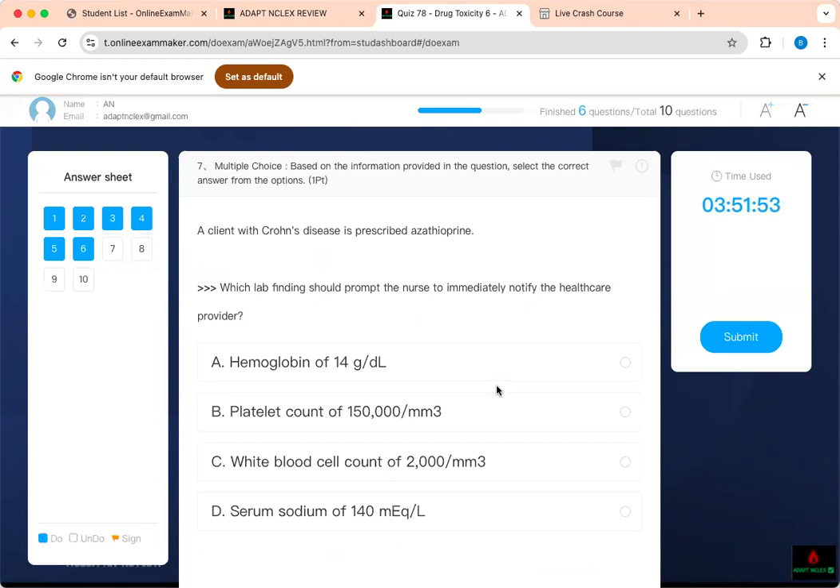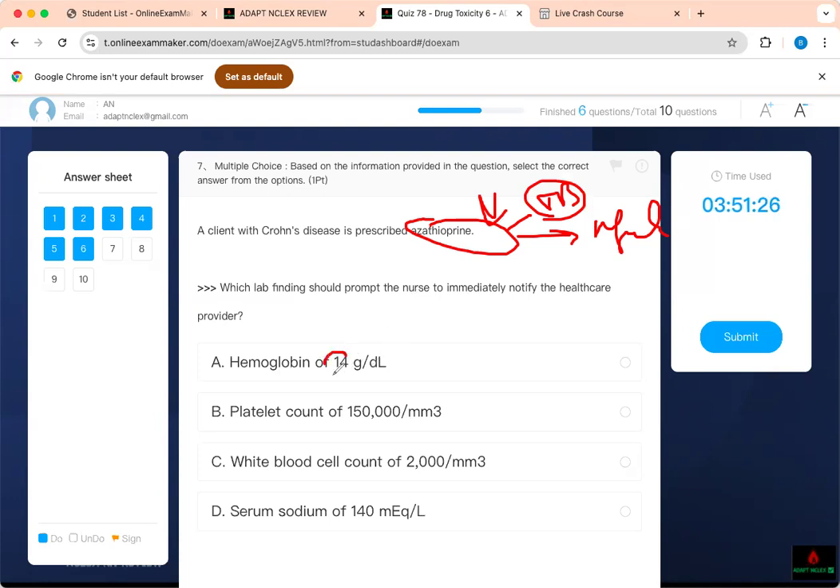It's a client with Crohn's disease who is prescribed azathioprine. Azathioprine, this is what? An immunomodulator. Okay, an immunomodulator can affect your immune system, and therefore, if you have infection, it's a problem. With these medications, you have to screen for TB and make sure they don't have a positive PPD, right?